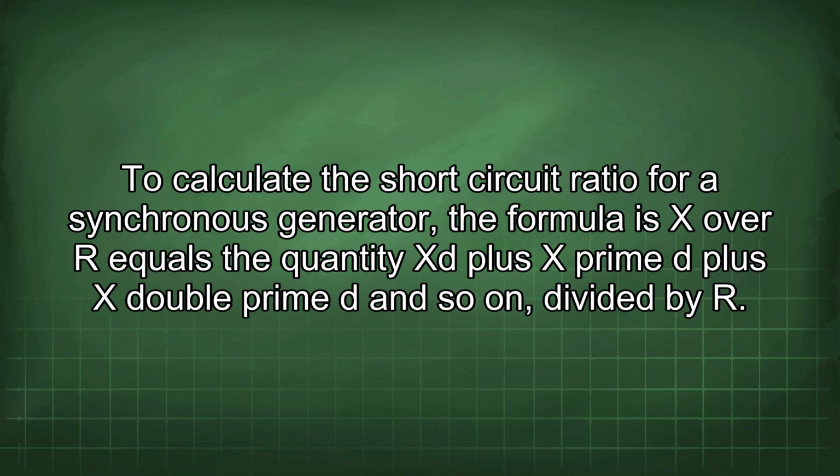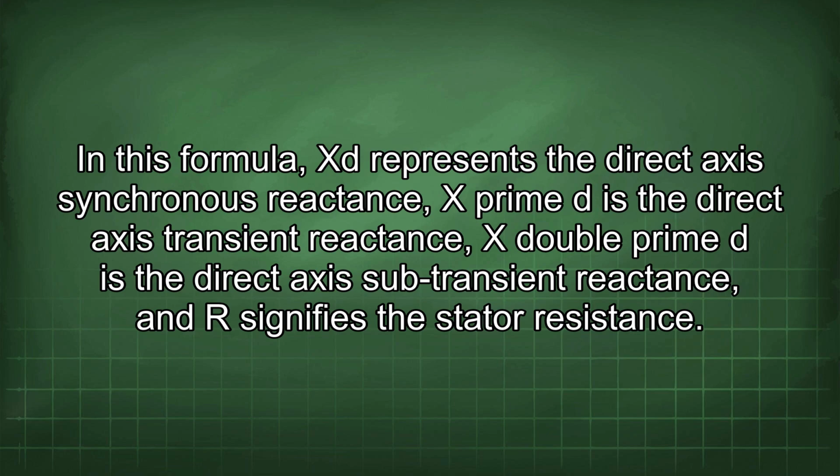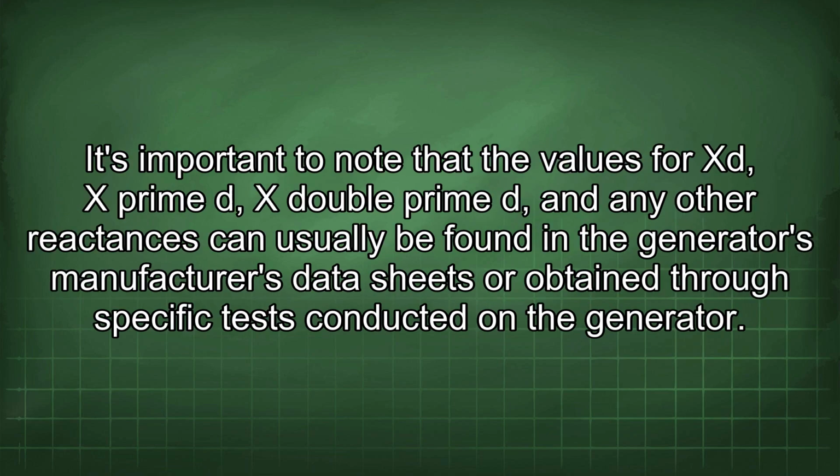XD plus X prime D plus X double prime D and so on, divided by R. In this formula, XD represents the direct axis synchronous reactance, X prime D is the direct axis transient reactance, X double prime D is the direct axis subtransient reactance, and R signifies the stator resistance. It's important to note that the values for XD, X prime D, X double prime D, and any other reactances can usually be found in the generator's manufacturer's data sheets or obtained through specific tests conducted on the generator.